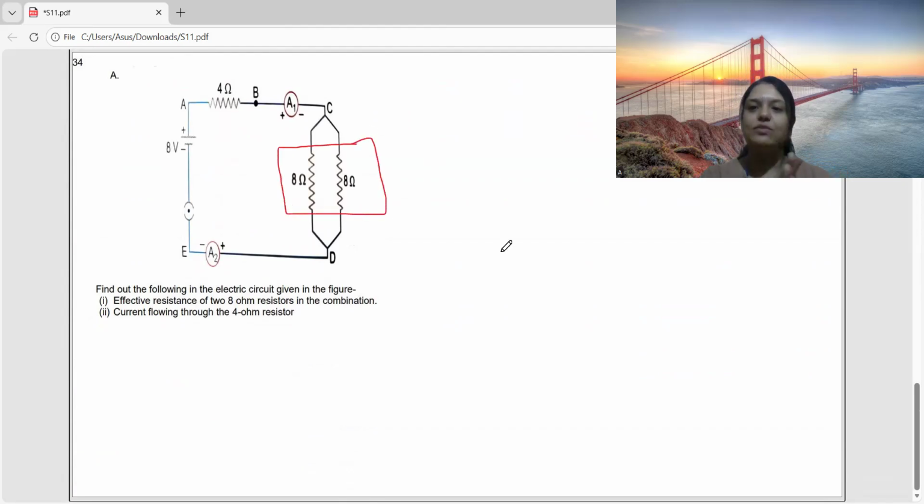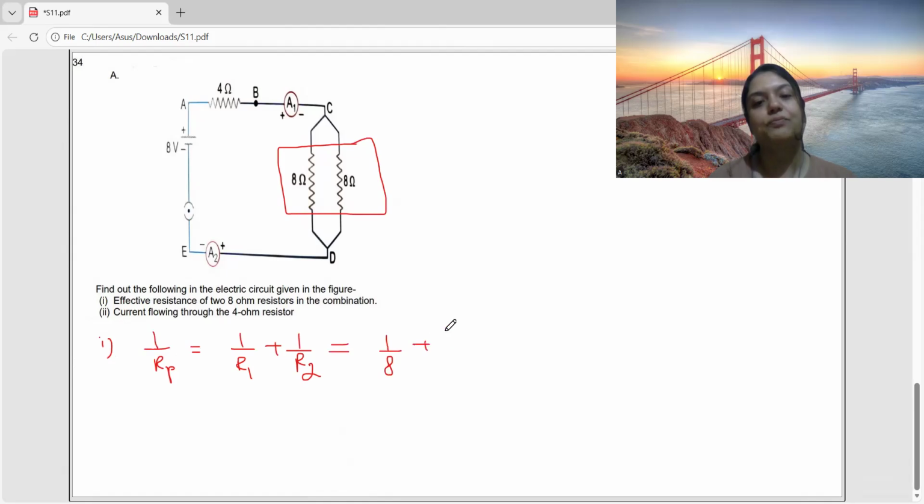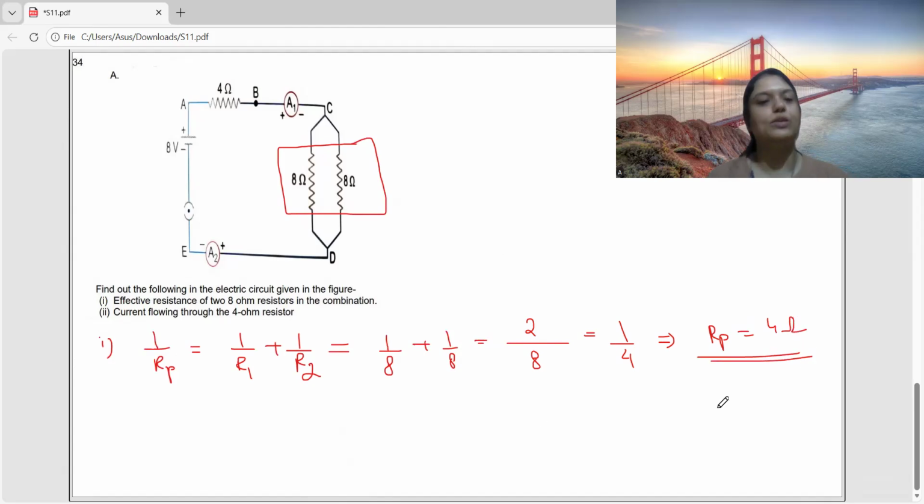So from the diagram itself, you can understand that this is a parallel combination, right? So let's first calculate. For number one, we'll use the direct formula 1 by Rp is 1 by R1 plus 1 by R2. So here R1 and R2 both are 8. So that's 2 by 8, 1 by 4, or Rp is 4 ohm. Please don't forget to write the SI unit.